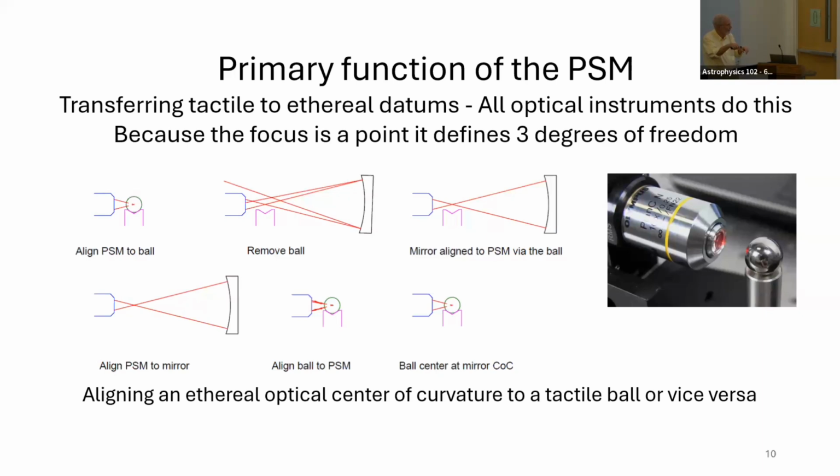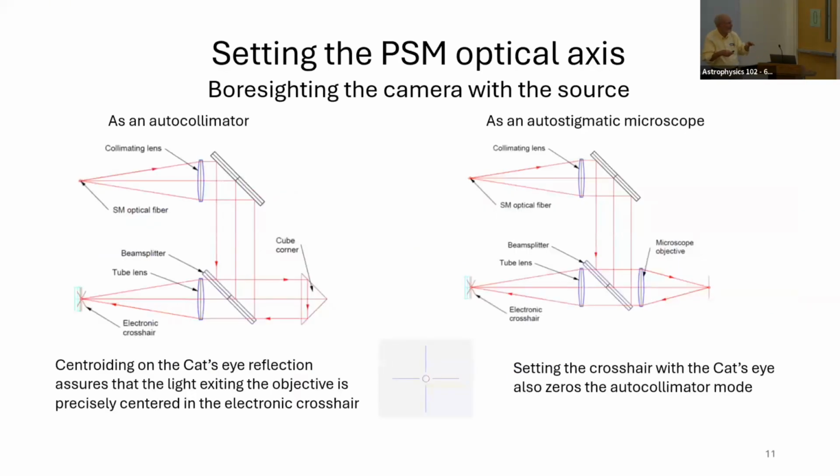And of course, you can do it the other way around. If you've got a mirror that you want to use as a reference, find its center of curvature with a PSM, bring a ball in, align the ball then to that focus, and now you can measure where that center of curvature is. And so this is what I thought of in terms of its use, but it's obviously got many more uses as I've gotten familiar with the thing.